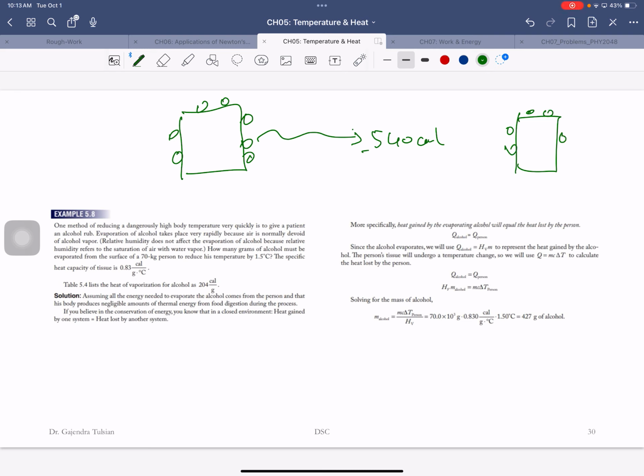When you give an alcohol rub, the only thing is when 1 gram of alcohol evaporates, it takes away only 240 calories of heat. Okay, so that's why we didn't evolve to sweat alcohol. When water evaporates, you take away more heat. Okay, so it's 204 calories actually. So I was being generous there.